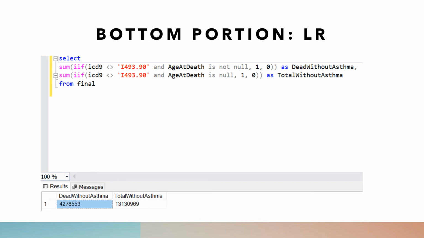If ICD-9 is not equal to the asthma code and age at death is null, meaning that they are still alive, return the value of 1. When we look at the bottom, we see the two-column results. There are 4,278,553 individuals who have died without asthma. The total number of those without asthma is 13,130,969.